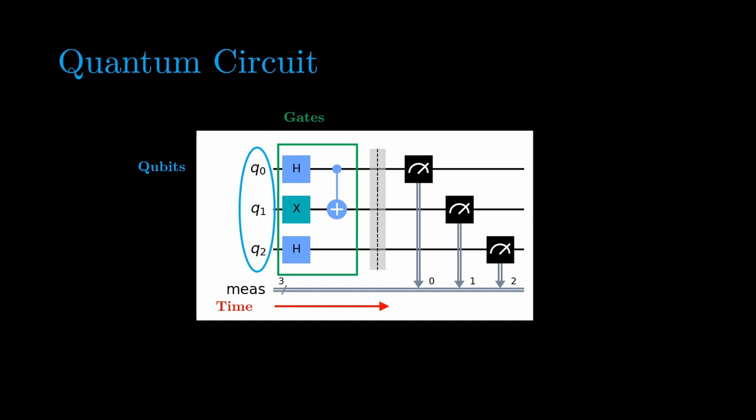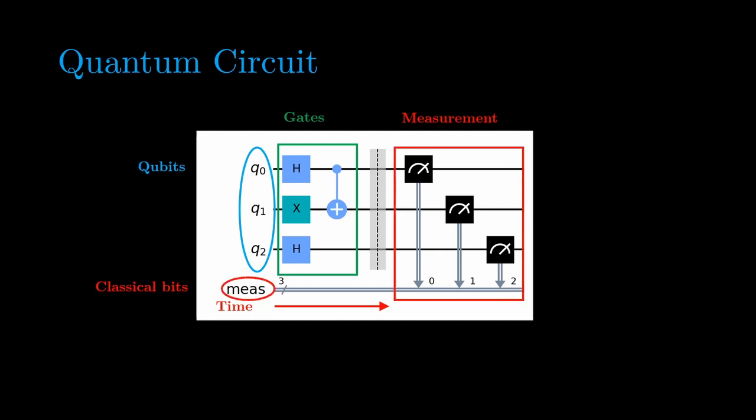The circuit diagram is read from left to right. This is the order of operations. On the right, we have measurement operations. These do exactly the same thing that we expect in normal quantum mechanics, where we take our quantum state and project it onto our measurement basis and take the mod square of the coefficients to give a probability.